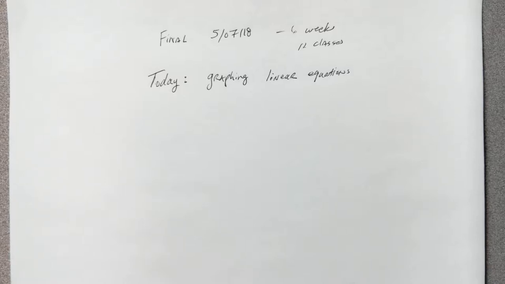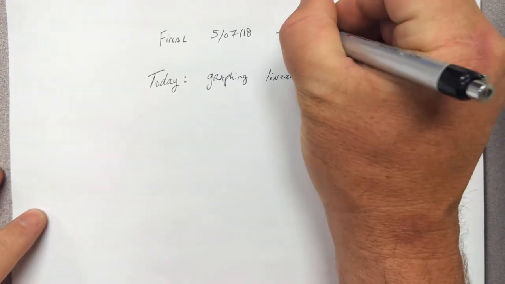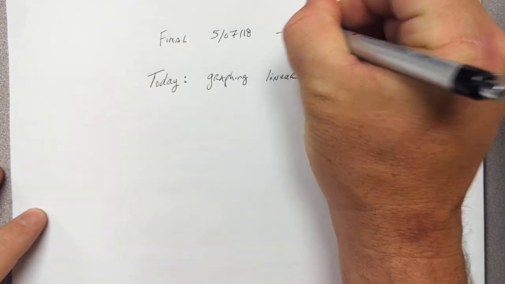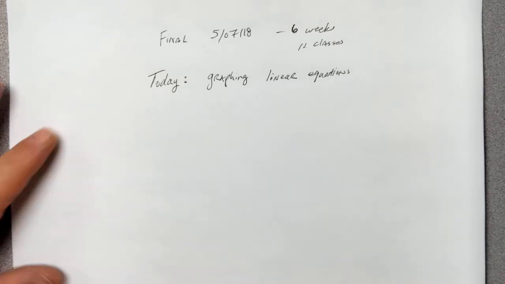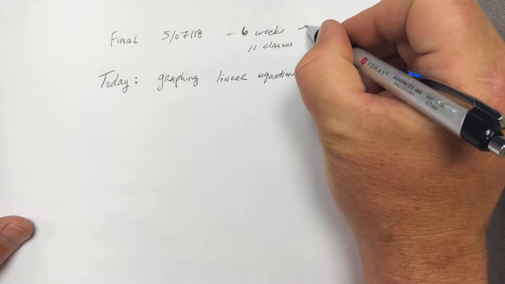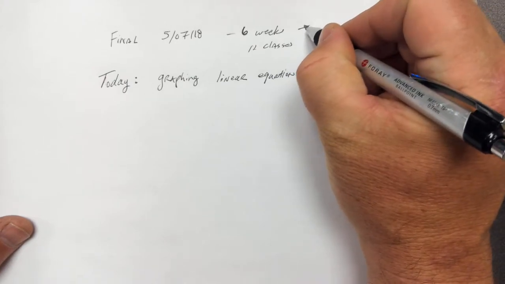Ready, right, Gabby? Yes. So, Evelyn, we have 6 classes left. Oh, wow. No, 6 weeks left, 12 classes. That's it. So, in that amount of time, we're going to have... Oh, boy, you ready for this?